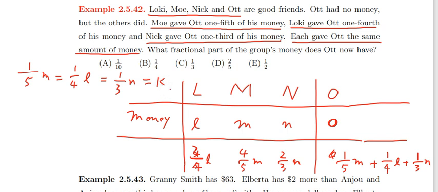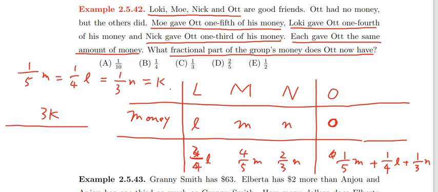So by now we say N has 3K. We want to find what fractional part of the group's money N now has. So N has 3K. So totally, the money is L plus M plus N, right? So totally how much money?